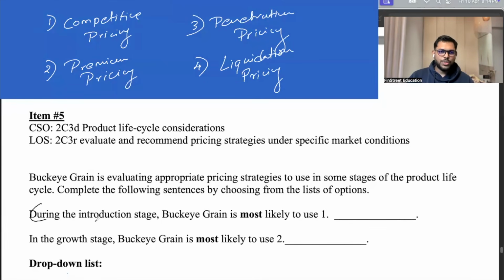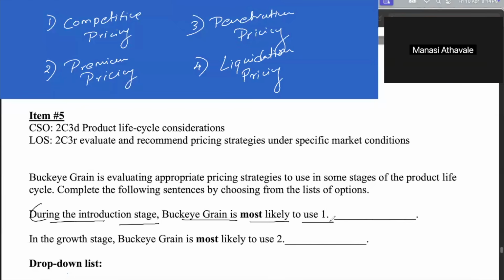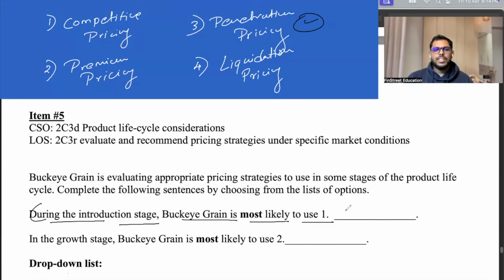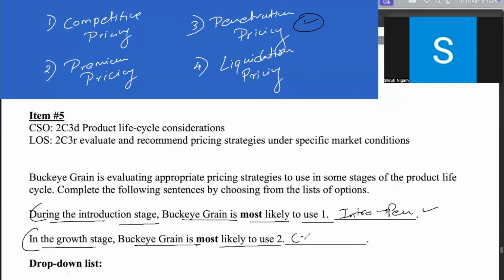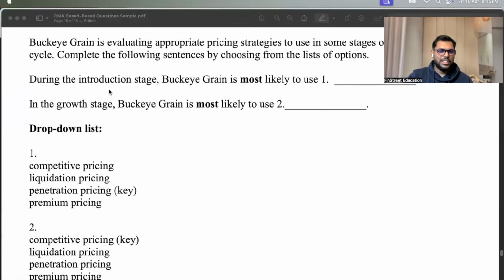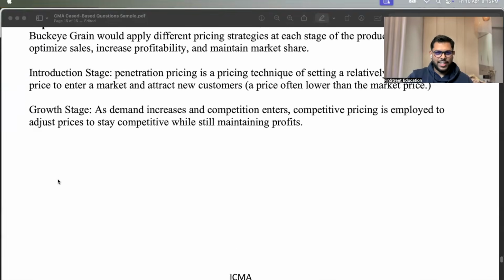Let's go through the first question now. During the introduction stage, Buckeye Grain is most likely to use. What do you think? Penetration. Correct. This will be penetration pricing. Why? Because it is in the introduction stage. So in introduction, penetration pricing makes more sense. Next. In the growth stage, Buckeye Grain is most likely to use. Competitive. Oh, मुझे लगा मुझे hint देना पड़ेगा. Okay, without a hint you guys are answering. Good. It is competitive pricing. Penetration and competitive pricing. Correct.